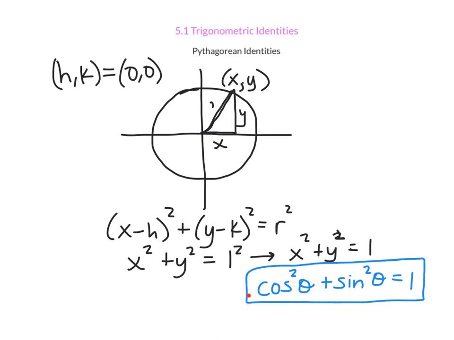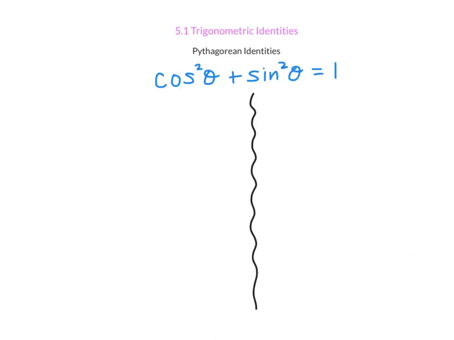The other two are derived from it. So anything in black on this page, you don't need to have written down. Technically, I'm just showing you where it's coming from. This identity in blue is the first Pythagorean identity. So make sure you get that written down, and then I'll start with a blank screen and get the other two. Okay, we have our main Pythagorean identity there.